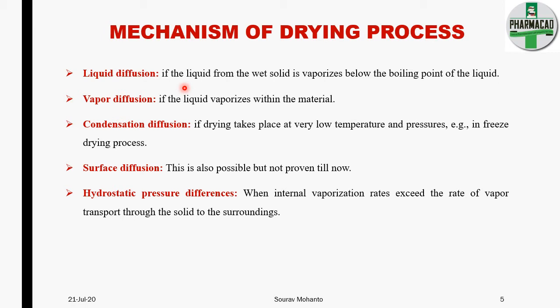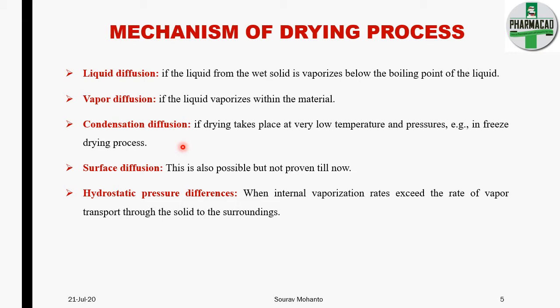Next is vapor diffusion. If the liquid vaporizes within the material only, that is called vapor diffusion. Next is condensation diffusion. If the drying takes place at very low temperature and pressure, as in the freeze drying process, that mechanism is called condensation diffusion.